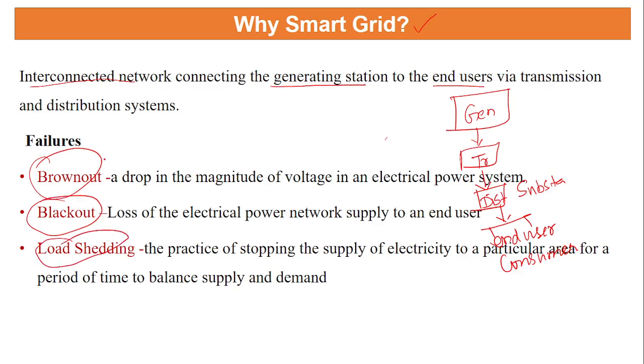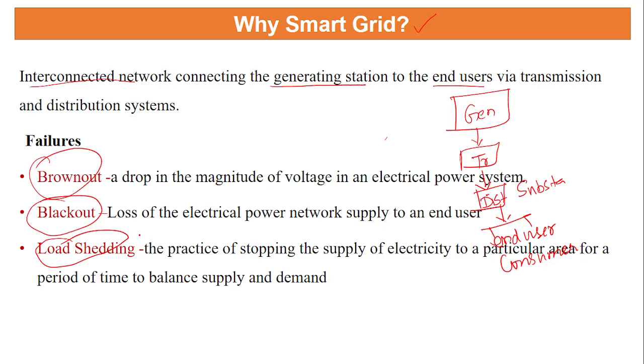Brownout means there is a voltage fluctuation which has happened in the area. It suddenly causes a temporary loss in the system. So immediately you can see there is no supply available in our home for 1 hour or 2 hours. In the case of blackout, you can see there is a loss of electrical power network supply to the end users.